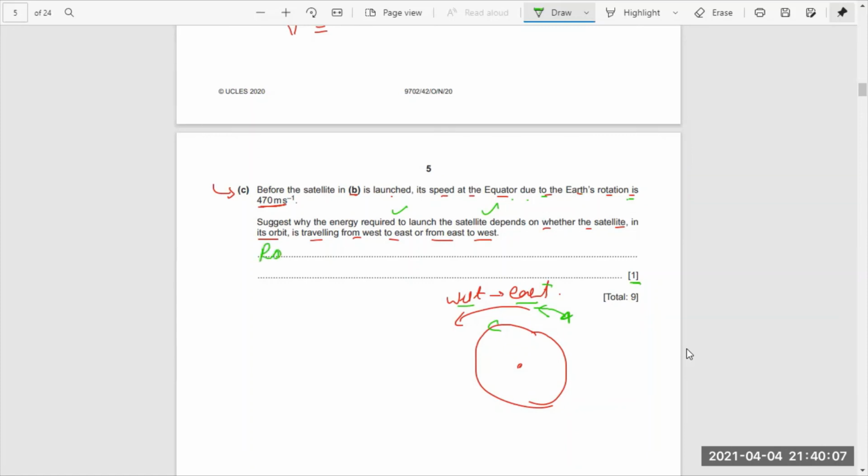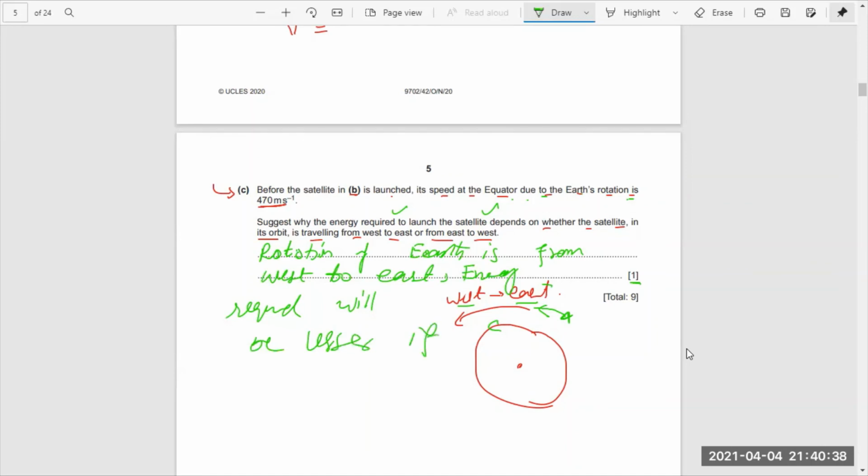So simply you can write over here that, as we know, the rotation of the Earth is from west to east, so the energy required will be lesser if we launch the satellite in the direction west to east.